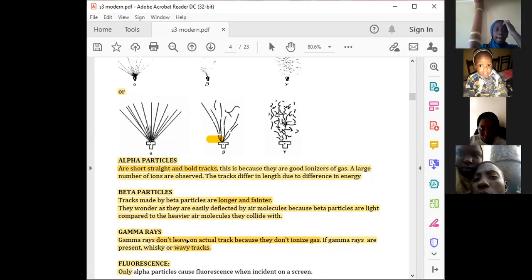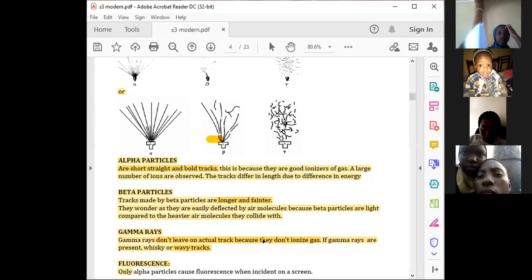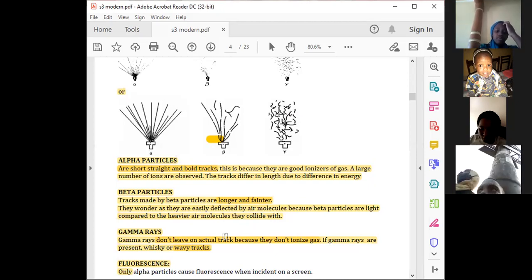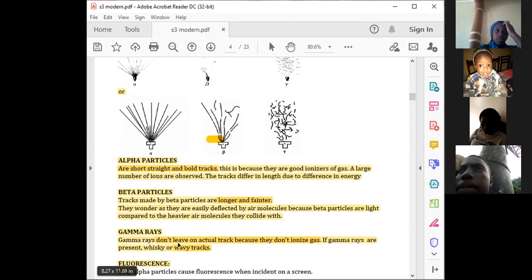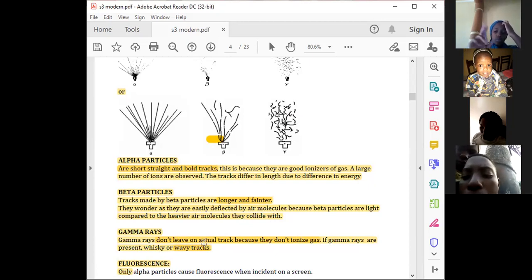Then gamma, as we said, are bad ionizers, and therefore they don't leave any track, meaning they don't form any image. But should it happen that there is an image formed by gamma rays, then it is like wavy tracks. That is only, and only, if the gamma rays are present.